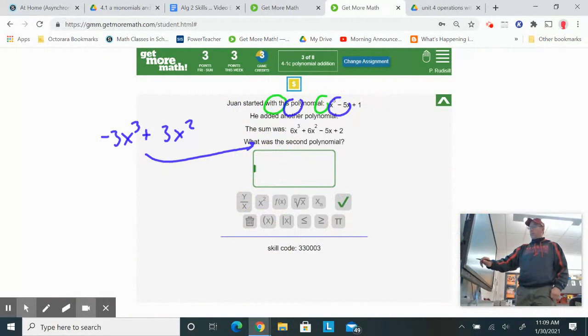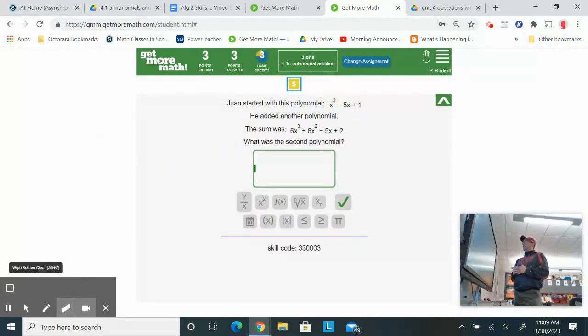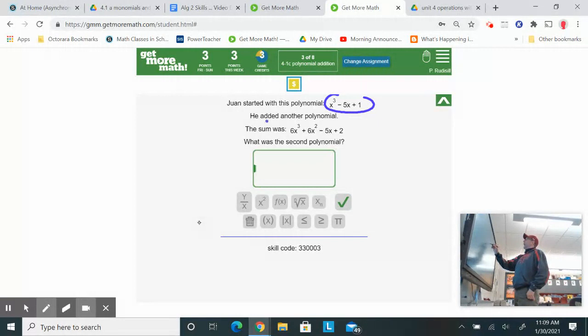All right, now in this problem, still talking about addition, but we're given the polynomial that Juan started with. Let me highlight that, let me just circle it. He's going to add another polynomial, and then his sum, the answer to adding both of them, will be this here.